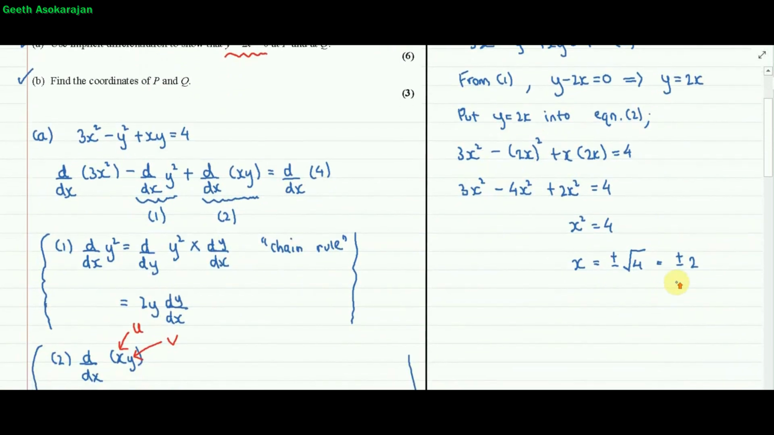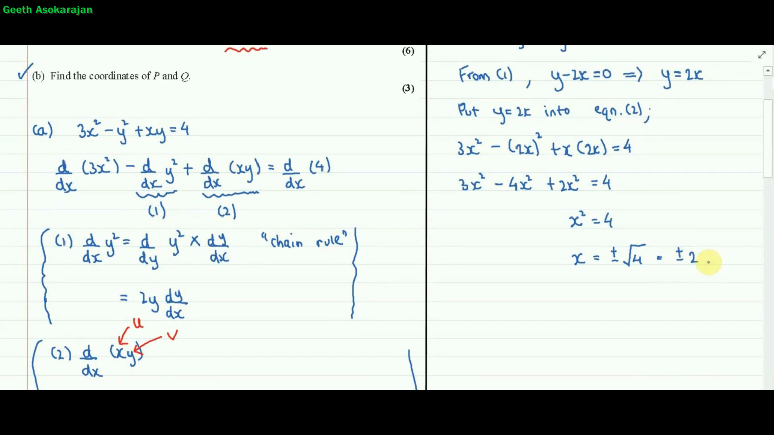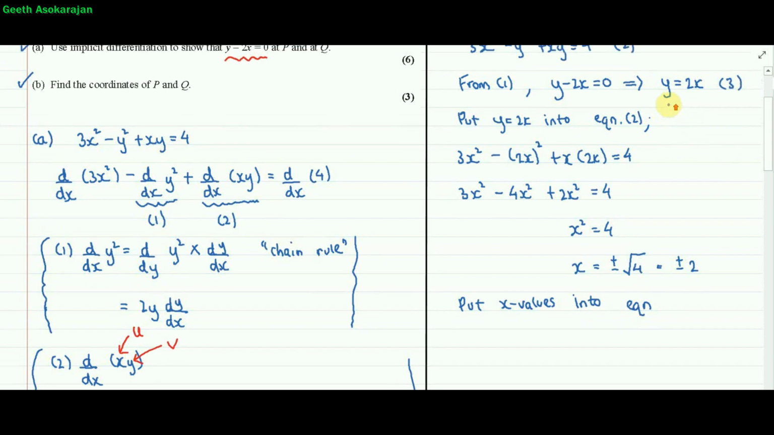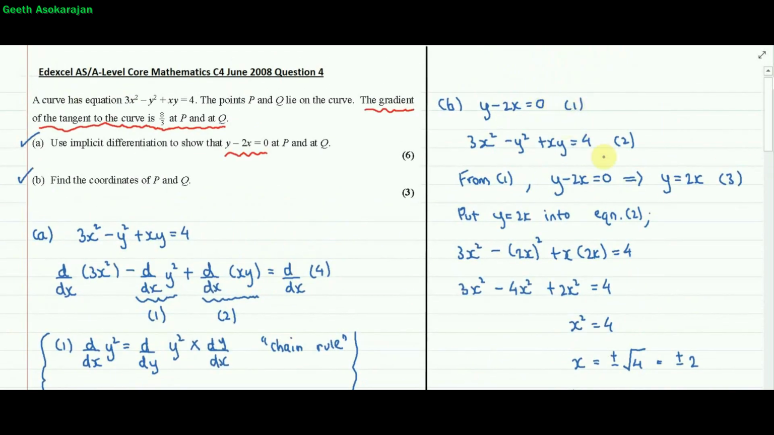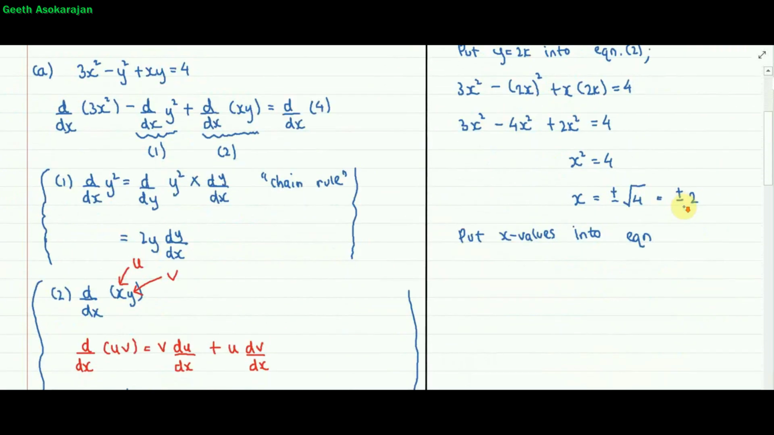So here are the x values, we have 2 of them: x equals plus 2, x equals minus 2. We need to work out the coordinates according to part B of this question. So coordinates means we need the y coordinates corresponding to these x coordinates. So let's put these x coordinates into equation number 1. I'm going to put it into the rearranged form of equation number 1, y equals 2x, and let me call this equation 3. So 3 comes from 1, so 3 is the rearranged form of 1, rearranged in terms of y. I'm going to put the x values into equation 3 to work out the corresponding y values.